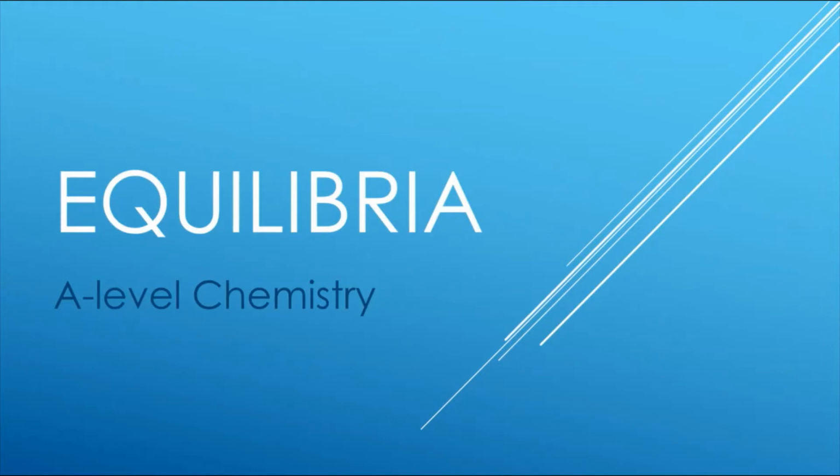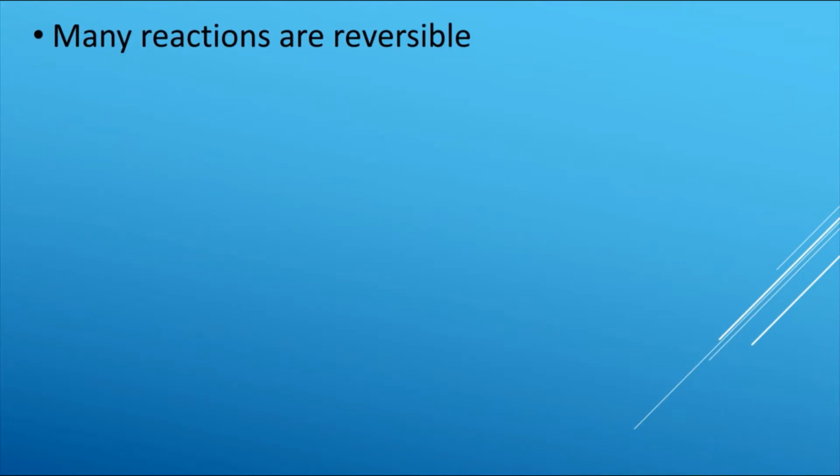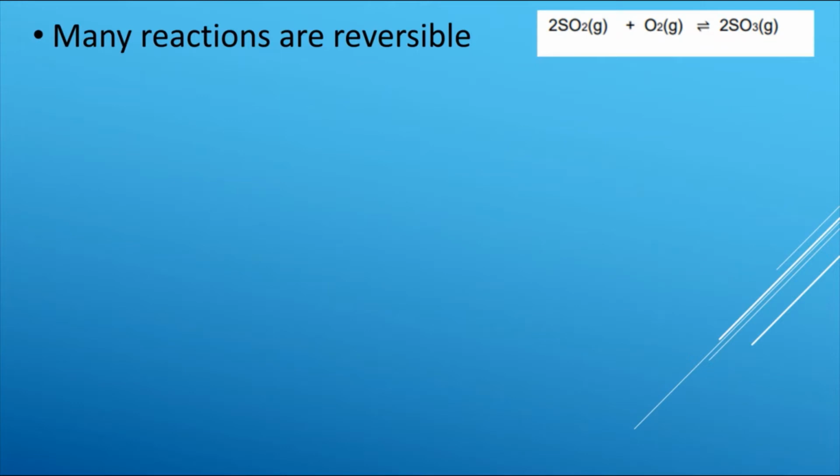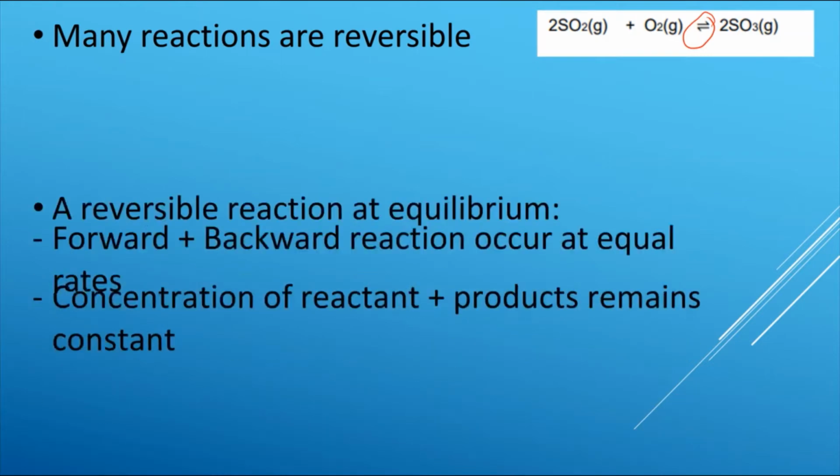In this video, I will be going through the Equilibria topic of the A-level chemistry curriculum. So let's begin. First, you need to know that many reactions are reversible. If a reaction has this sign, this is a reversible sign, and this indicates that the reaction is reversible.